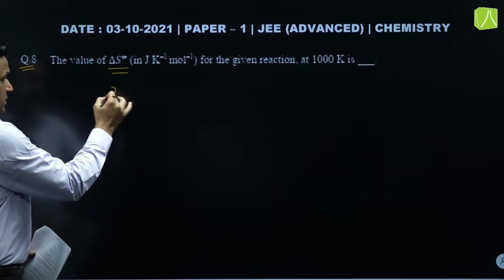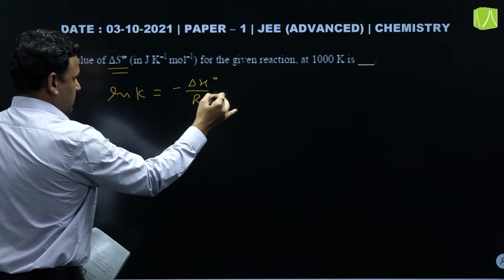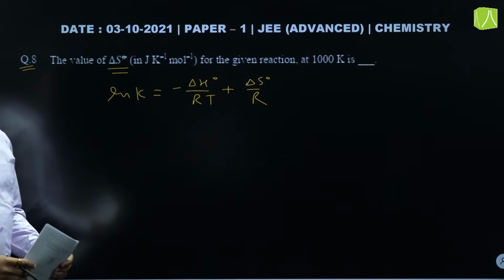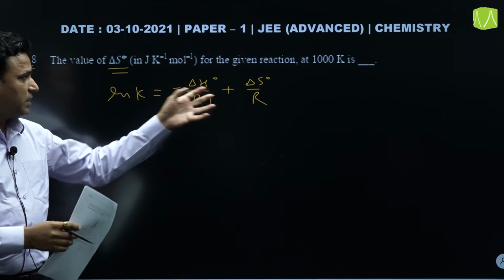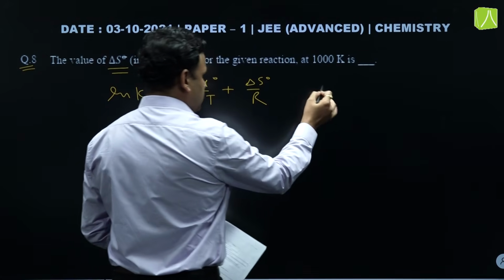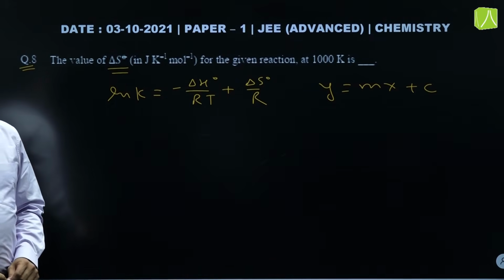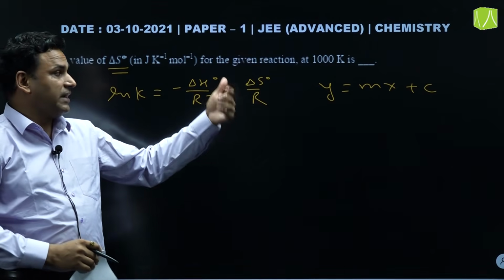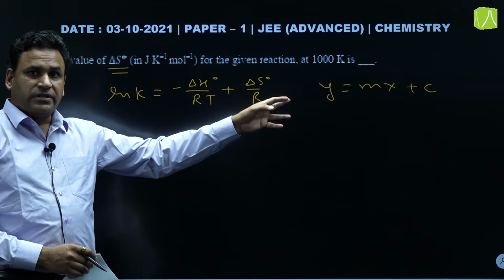Now, we know the equation that ln K is equal to minus delta H naught upon RT plus delta S naught upon R. So, if this is taken as a, let us say, straight line, then we can write down the equation of a straight line as y is equal to mx plus c. Then c is going to be the y intercept. So, we can substitute the values of x and y to calculate the value of c.